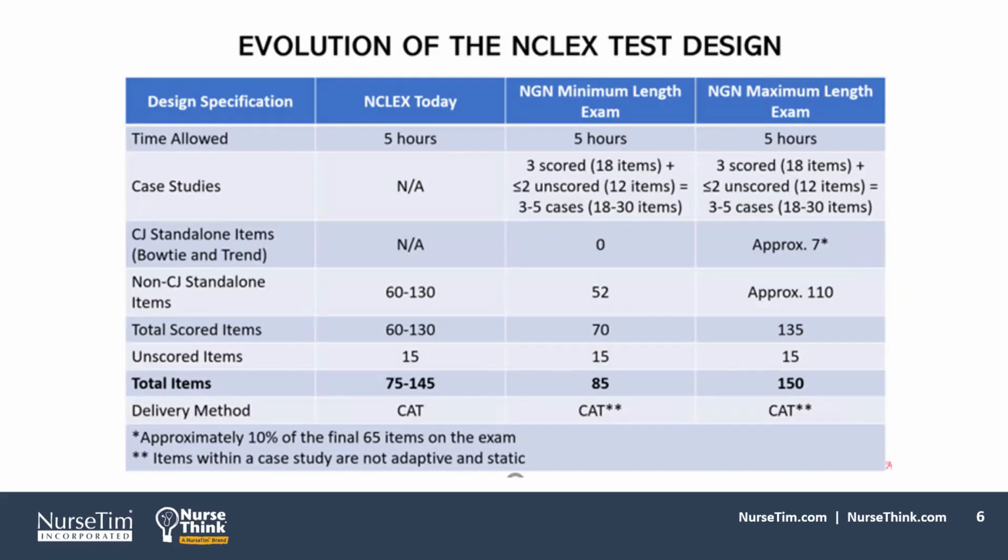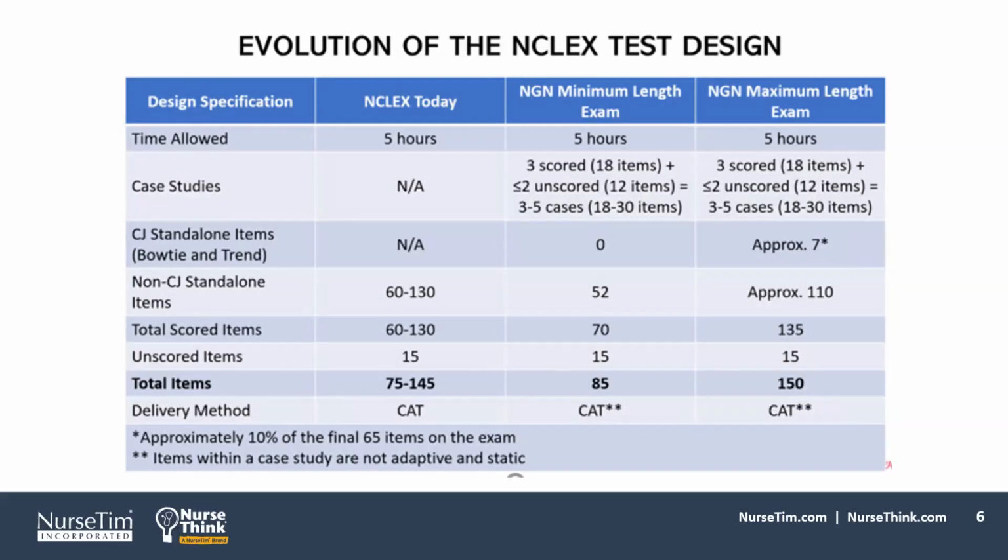and works. But because it's computer adaptive, there are students that are going to get a minimum length of exam, and there are students that are going to go the full length of the exam, and it can be anywhere in between those two. So a student who receives a minimum length Next Gen exam is going to have 5 hours to complete it. They are going to get a minimum of 3 cases within their NCLEX exam. Each of those cases contains 6 questions. So that will be 18 items of scored case study questions that every student will get.